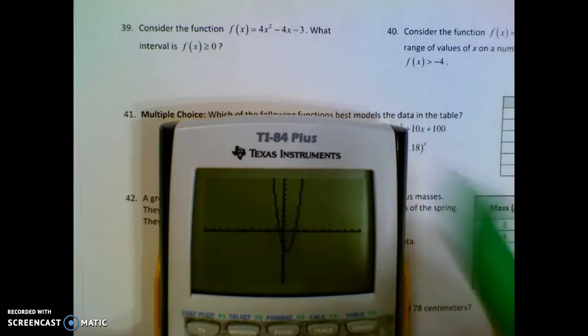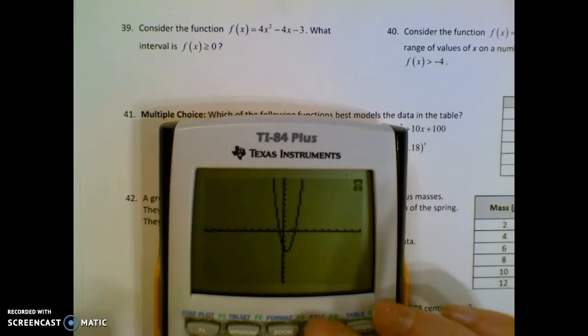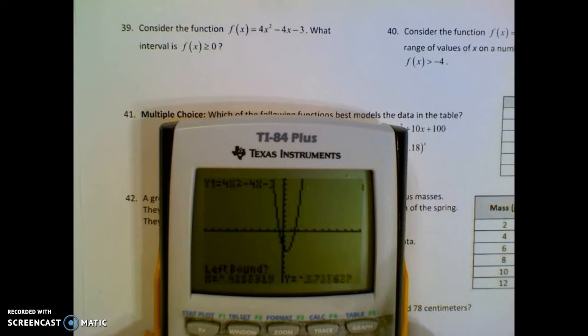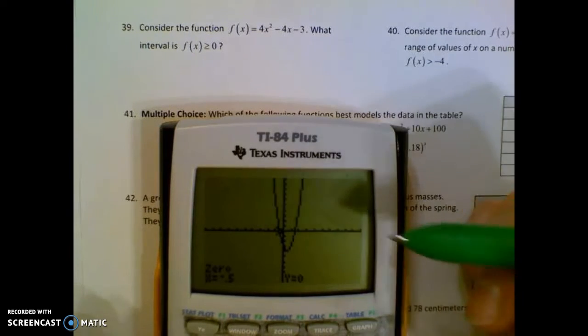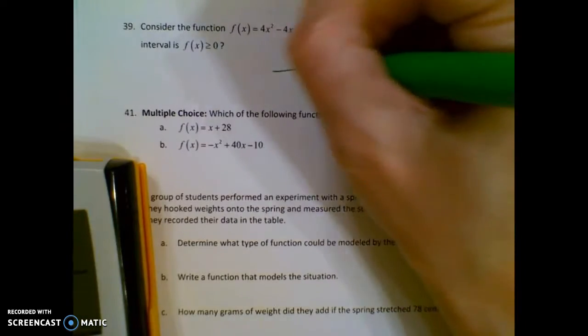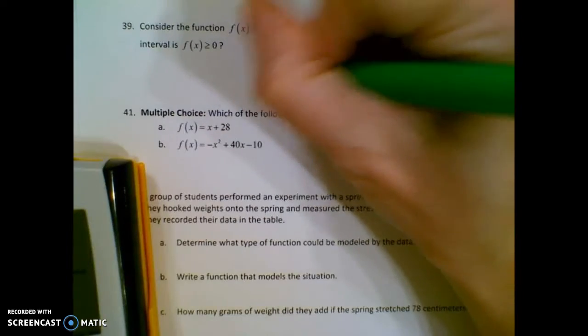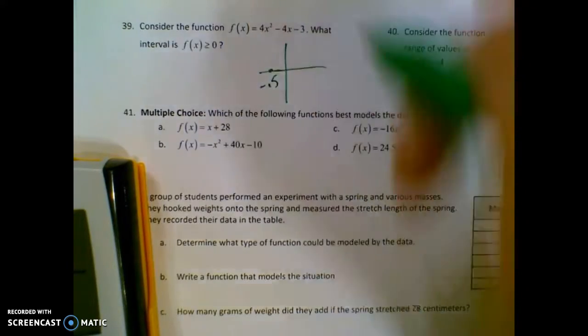So I'm going to go ahead and find my zeros first. So I'm going to second trace. I'm going to go down to 0. I'm going to go left bound. I'm trying to find this 0. Left bound, enter, right bound, enter, guess. Okay, so it's got a 0 at, I'm going to go ahead and sketch it just because it might help, negative 0.5. So negative 0.5.